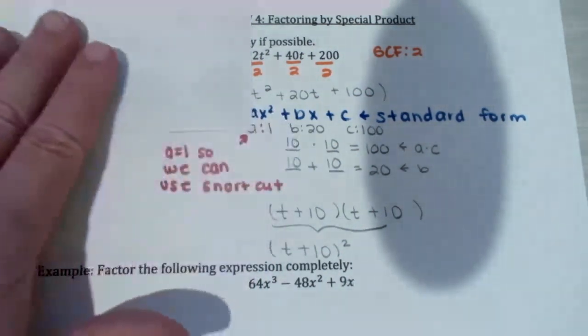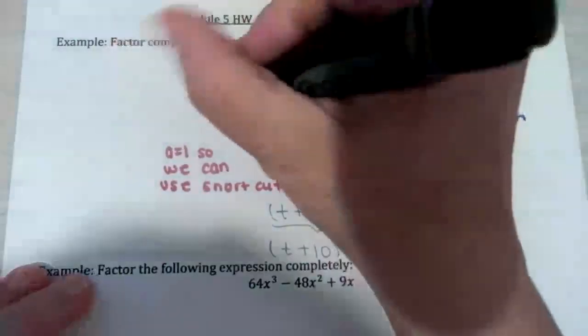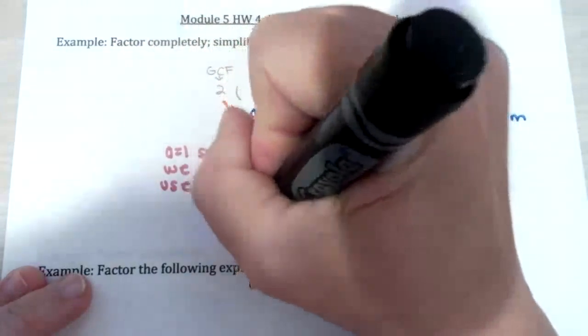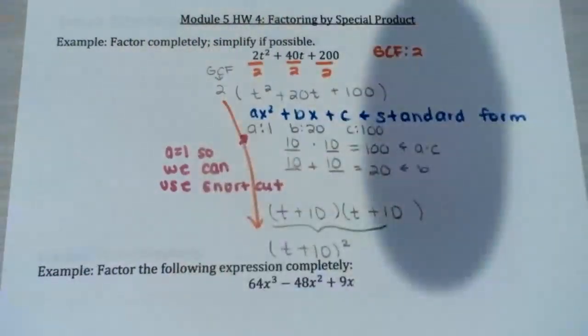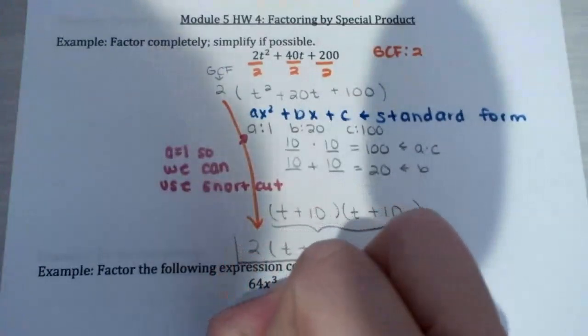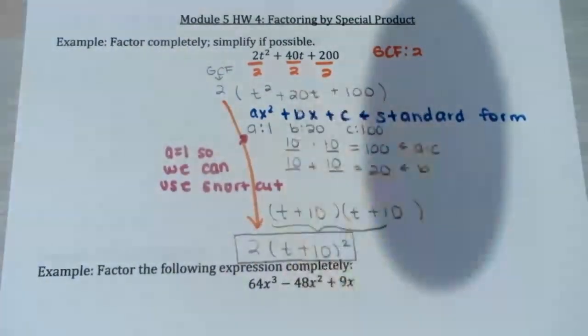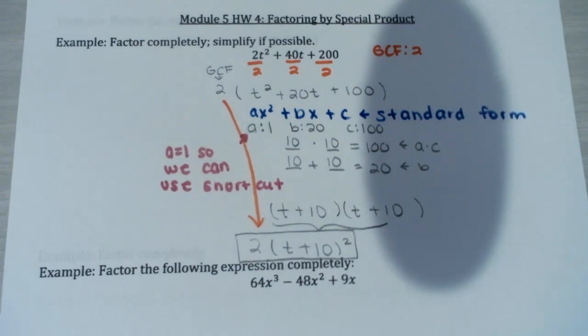Lastly, don't forget, you're covering up your GCF, so don't forget to bring that GCF down. So bringing that 2 out front, we're left with our final answer of 2 times t plus 10 squared. Multiply your factors back together, you get back to your original problem. So that's just what makes it special. Everything else is exactly the same. You could just write it as squared, a perfect square.